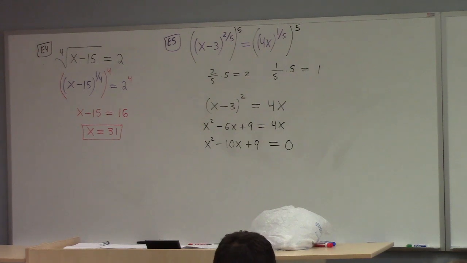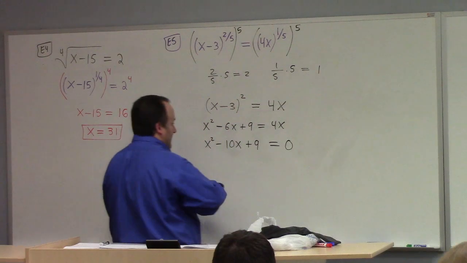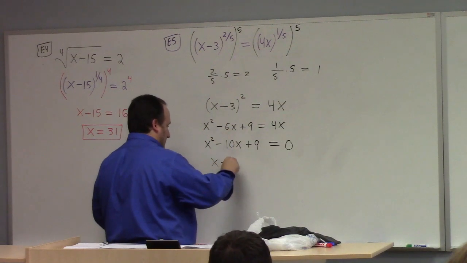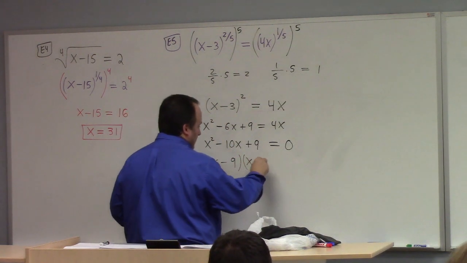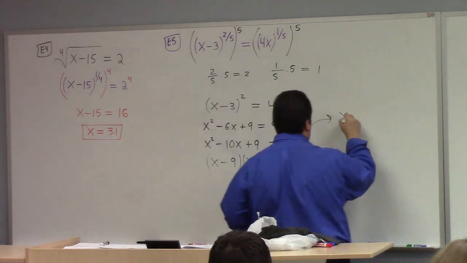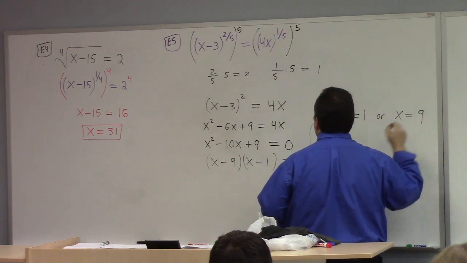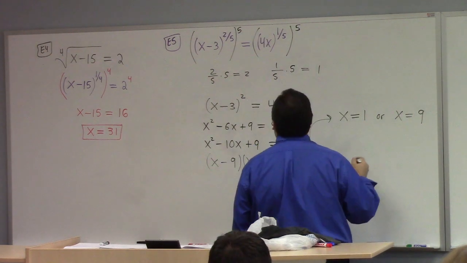So can you guys factor it? Yes, I can. And what is it? It's x minus 9 times x minus 1. All right. And my solutions then are x equals 1 or x equals 9. Are they actual solutions? We'll see. We'll see.